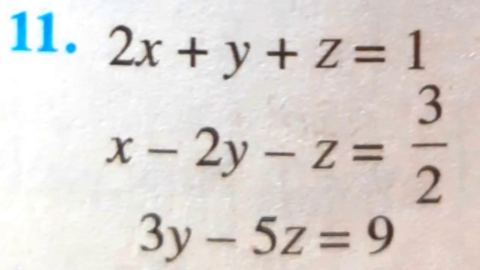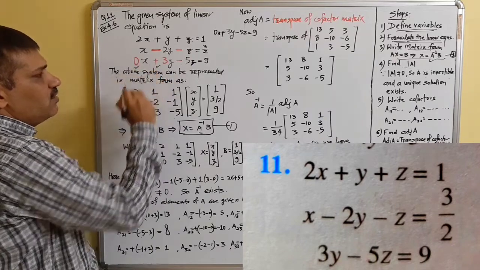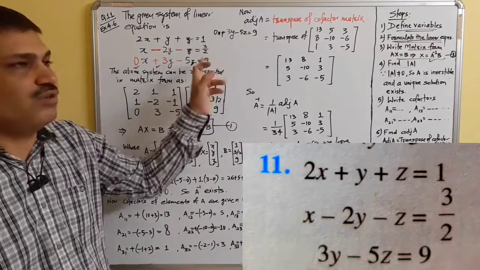Well, to make the concept clearer, we take one more problem from NCERT exercise 4.6, question number 11. In this question, we can see that some of the coefficients are negative, and on the right hand side the constant is a fraction. Also, the third equation is 3y minus 5z is equal to 9. That means x is absent. So we write 0x plus 3y minus 5z is equal to 9.